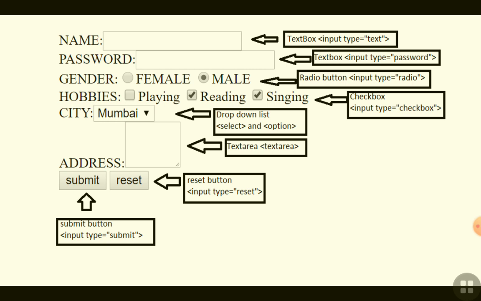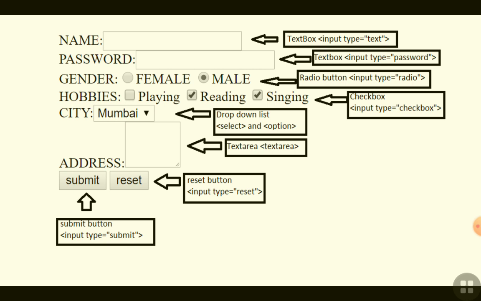Next, for password, again the form element is a text box, but the input type is password. Next, in front of gender we have radio buttons. Radio buttons are also called toggle buttons. That means it works as a switch. Either it can be on or off, or we can say you can select only one option at a time. Then in front of hobbies we have a checkbox. For that, input type equal to checkbox. Here you can select one or more options at a time.